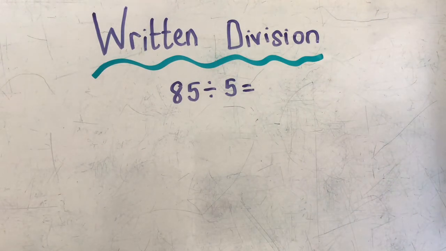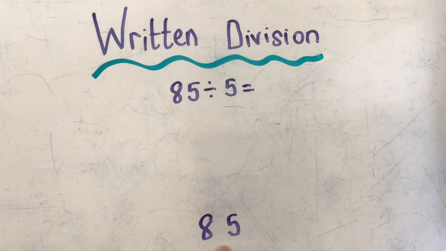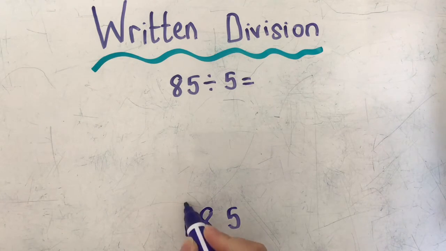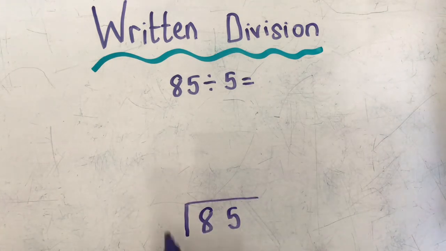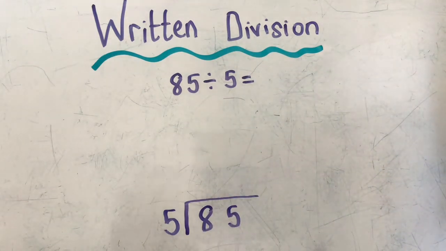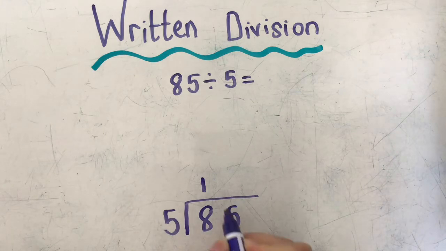So we're going to do 85 divided by 5. So again, we write out 85 first of all, making sure that we leave a little bit of space between the digits. Then we're going to draw out our bus stop, and we're going to put our divisor, or the number that we are dividing by, in front of it. So first of all, we have to see how many times 5 goes into 8. So 5 can go into 8 one time, and then it leaves 3 to carry over.